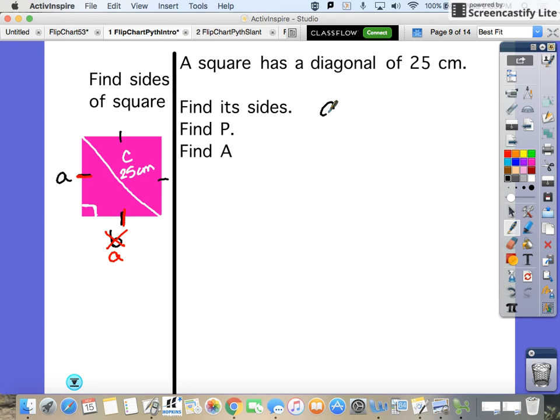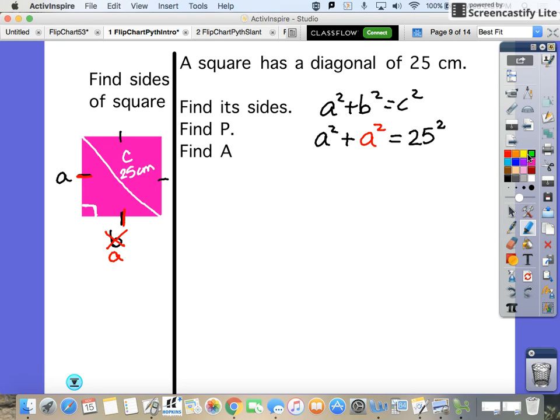So our normal formula says a squared plus b squared equals c squared. We know we're going to need to use the Pythagorean theorem because it wants us to find the sides, and all we know is a hypotenuse of a right triangle. Now here's the tricky part. A squared is a squared. And b squared is actually this red a squared. And that's equal to 25 squared.